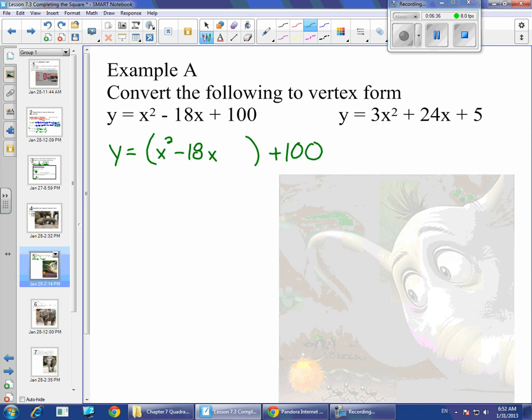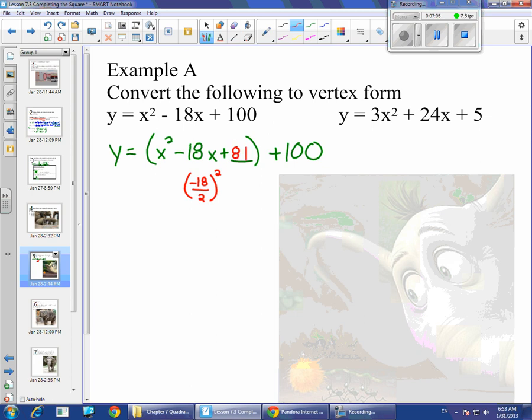Now what I need to do is figure out what gets added on inside of here so that it becomes a perfect square trinomial. Again, just like on the previous slide, I'm going to take that middle term, negative 18, divide it by 2, and square it. When I do that, I get negative 9 squared, which is 81.